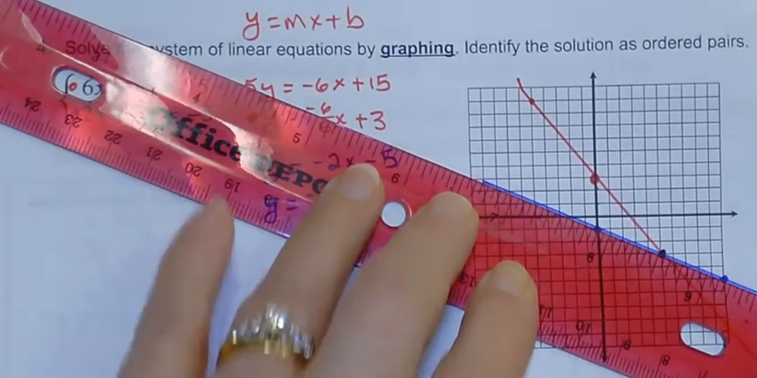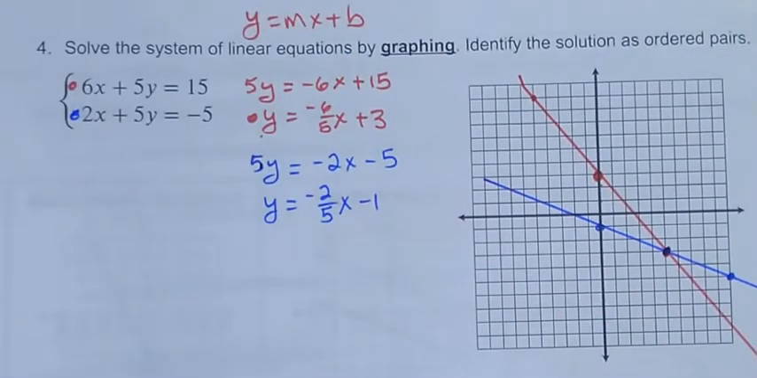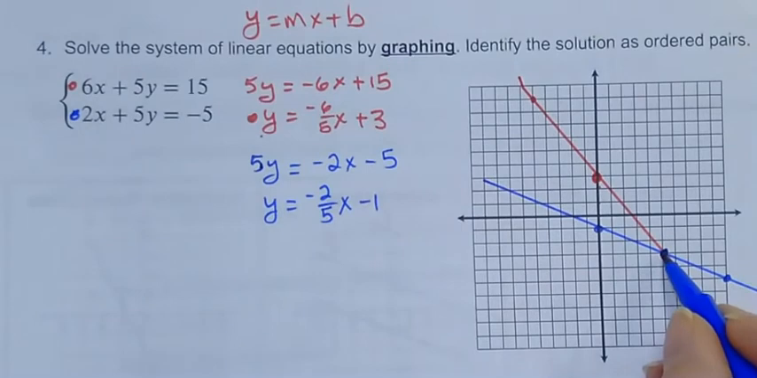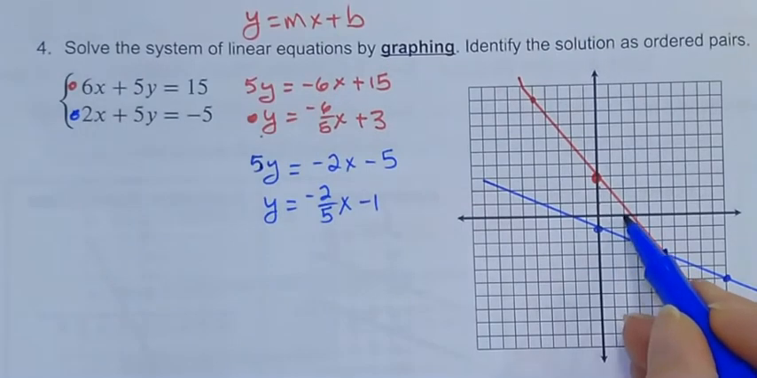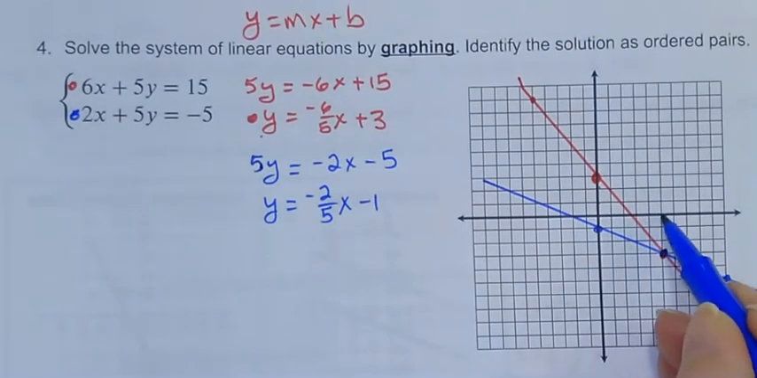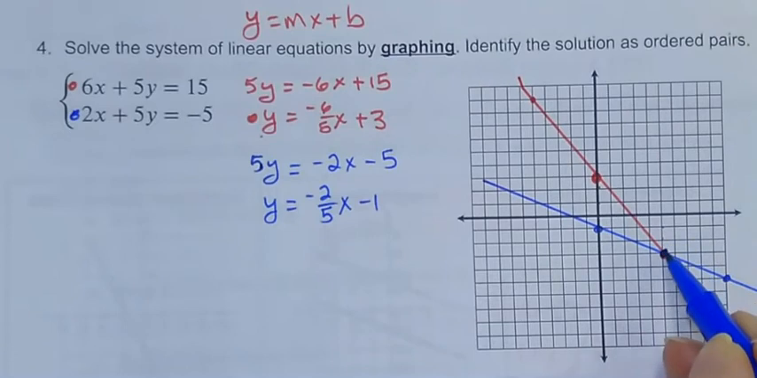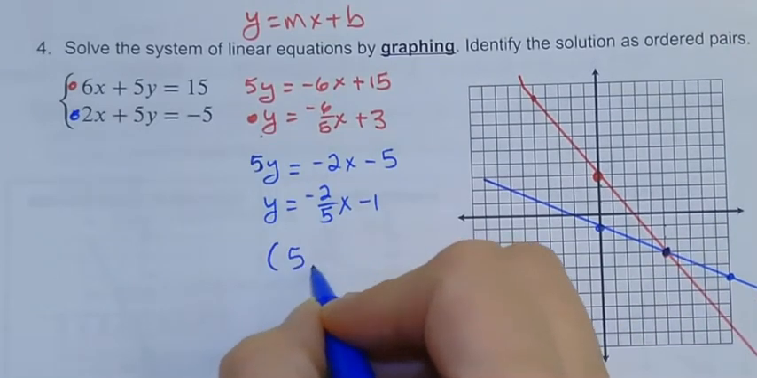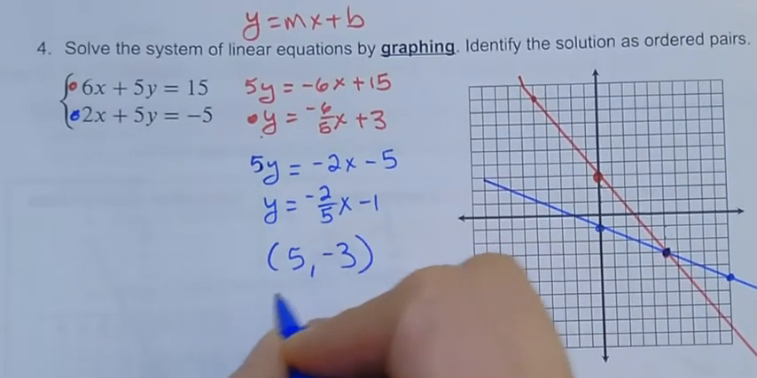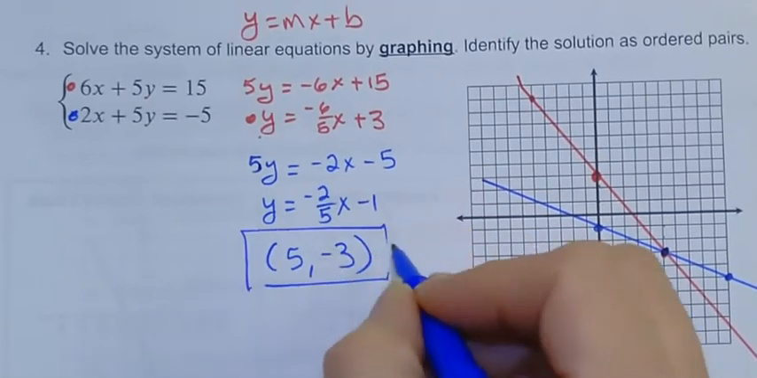it's a lot like that line that I've just drawn. Okay, I can see that this is my intersecting point. That is at 5 over, negative 3 down. So this is at point 5, negative 3. And that should be my answer.